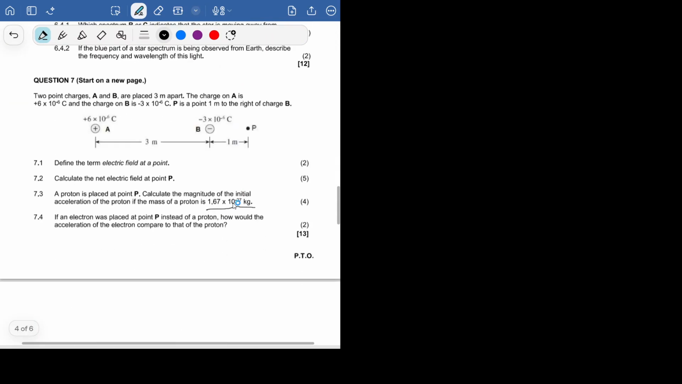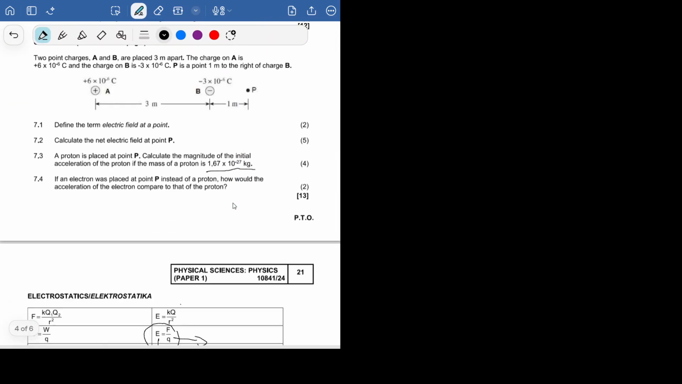Okay, now question 7.4. If an electron was placed at point P instead of a proton, how will the acceleration of the electron compare to that of the proton?